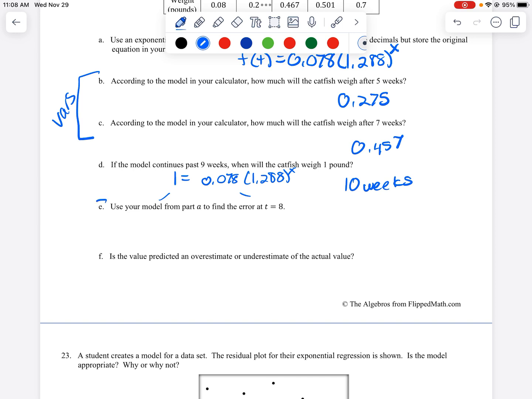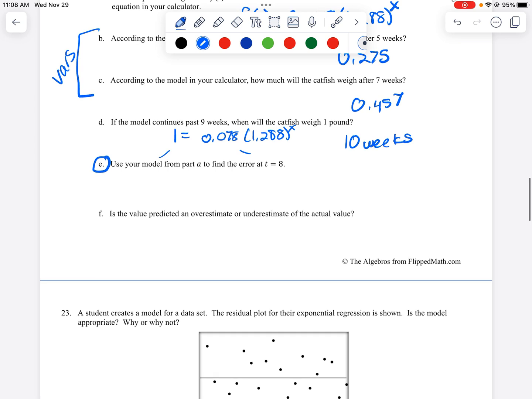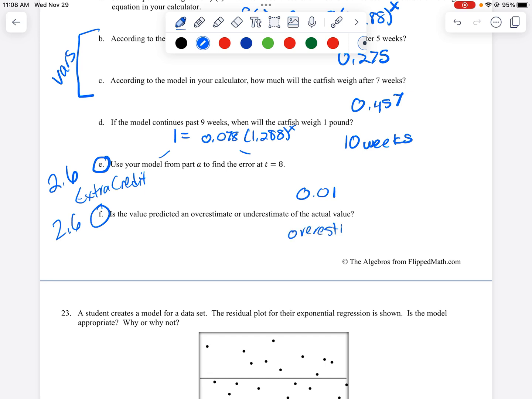This would be a great example of extra credit, because this is dealing with 2.6 and finding the error. So again, if you want to know how to find the error, it turns out to be 0.01, but go ahead and watch the extra credit of 2.6 for this one. And then the same thing for this one. This is at 2.6. This would be an example of extra credit. And so their predicted value would be an overestimate, because it was 0.591 and the actual is 0.501.